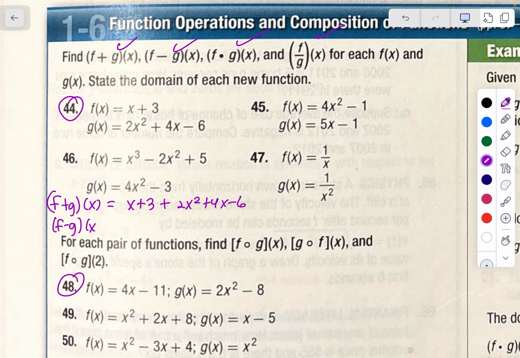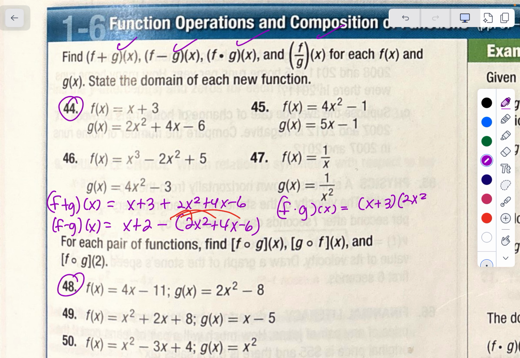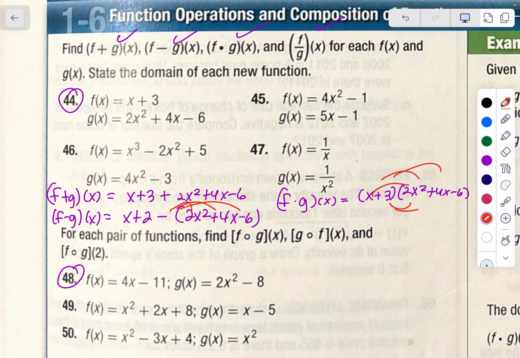Subtraction is the one where you have to put our second function in parentheses, and then you would have to distribute. I'm not going to waste time doing that. I think once I show you that, I think you'll remember how that goes. To multiply these functions, you got to put them in parentheses, and then you've got to distribute. Distribute, distribute, distribute. You'd have 6 distributions.